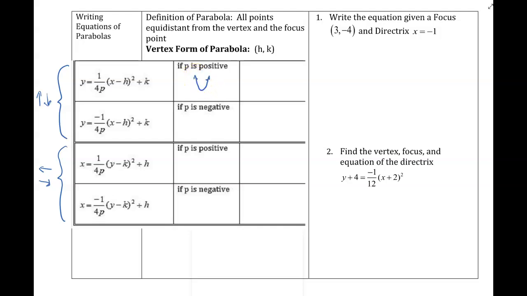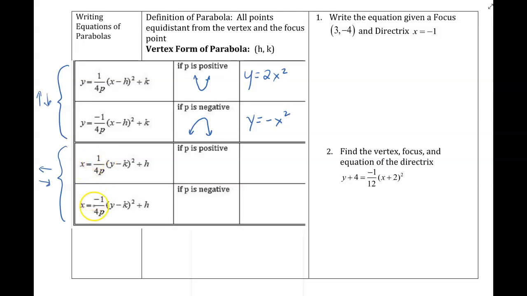If we had the standard equation of, let's just say, y equals 2x squared, I know that would open up because my leading coefficient is positive. If my leading coefficient is negative, it'll open down. For example, y equals -x squared would open down.